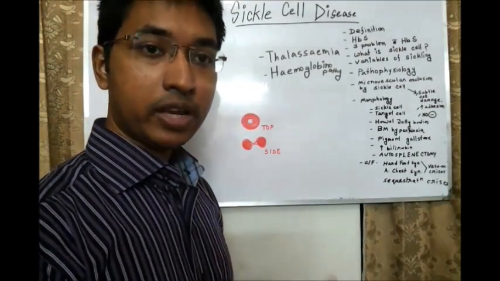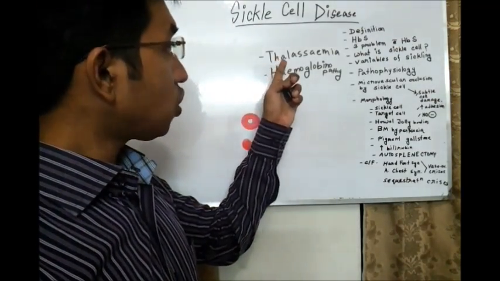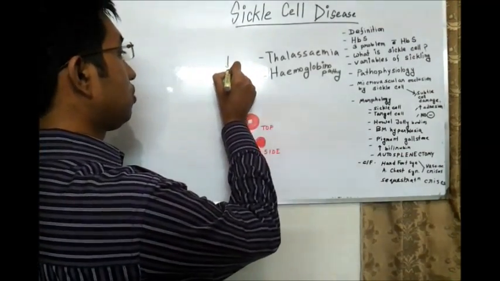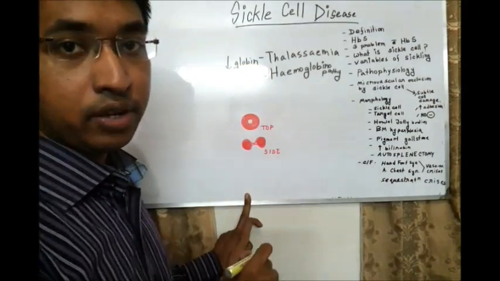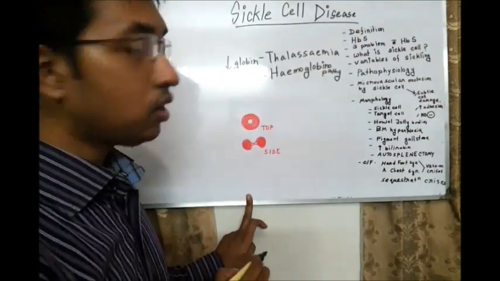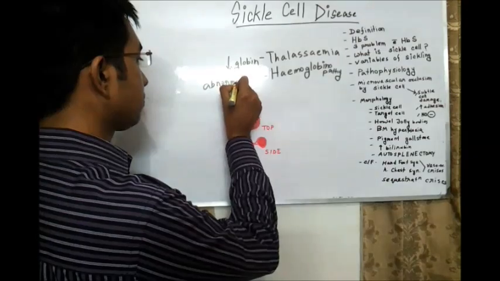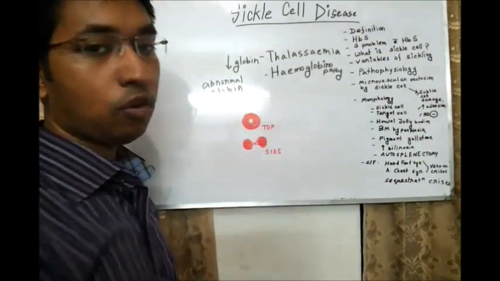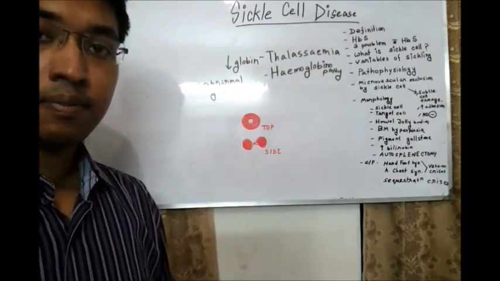I have a separate lecture on thalassemia, but to say in short, thalassemia is a disorder of hemoglobin where we are making a reduced number of globin chains of the hemoglobin, and in case of hemoglobinopathy we are making abnormal globin chains of the hemoglobin. So always keep these two things in mind.